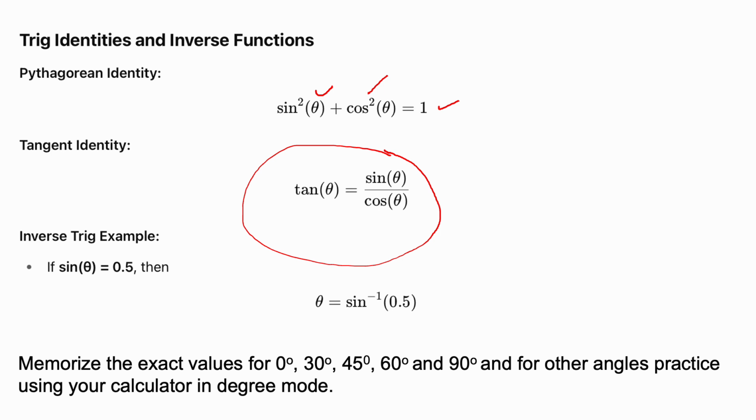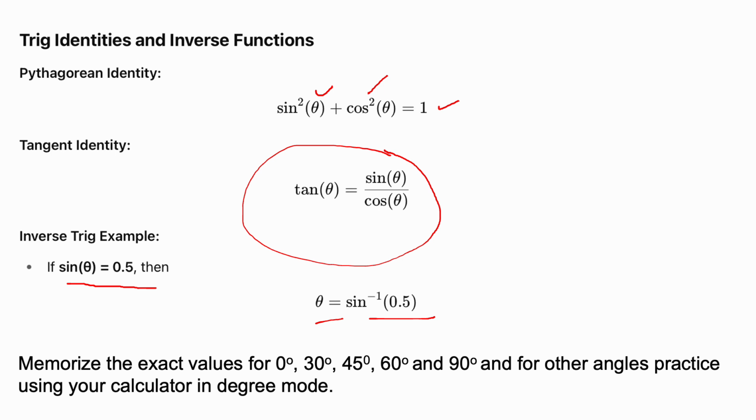Now, we will move to inverse trig, and we will start with an example. For example, if they give the sine of theta is 0.5, then if you have to find the value of theta, you will write theta equals sine inverse 0.5. This gives us the angle whose sine value is 0.5.